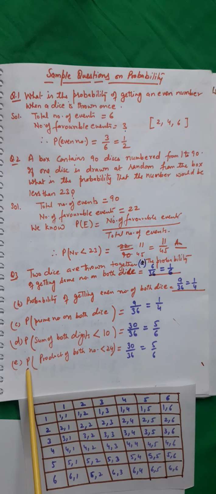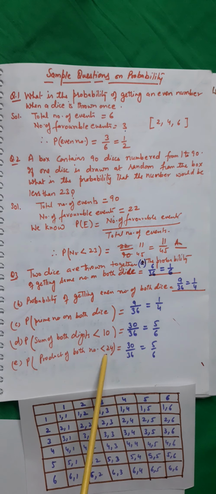Similarly, probability of getting the product of both the numbers as less than 24. For that, again 30 numbers will be there where the product will be less than 24. So 30 upon 36 will give me 5 upon 6.